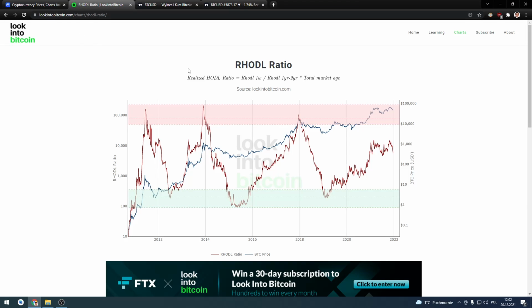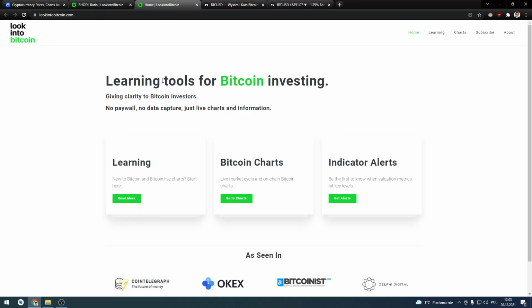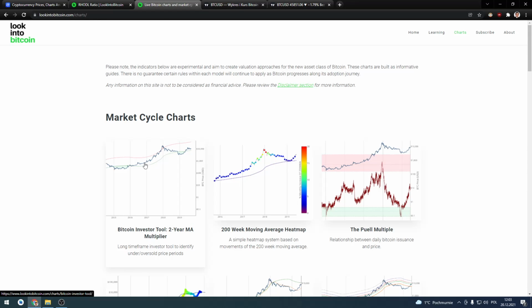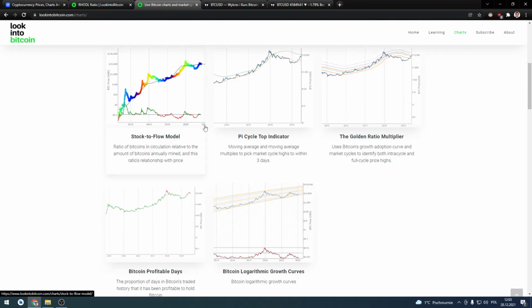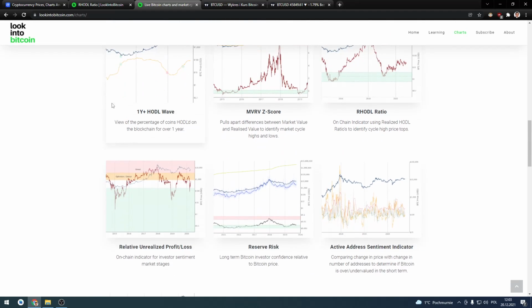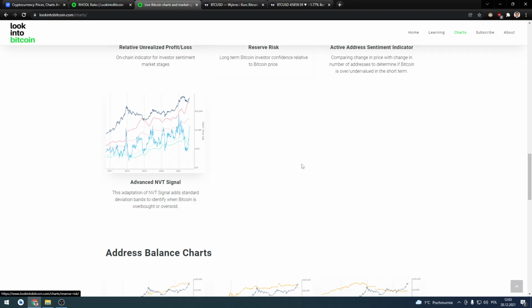the HODL ratio. I really like this one because it shows you when you can expect a cycle top and a cycle bottom. I also really appreciate this Look Into Bitcoin site. I think it's really great. You have many different Bitcoin charts or market cycle charts, on-chain charts that I find really useful in my daily analysis.